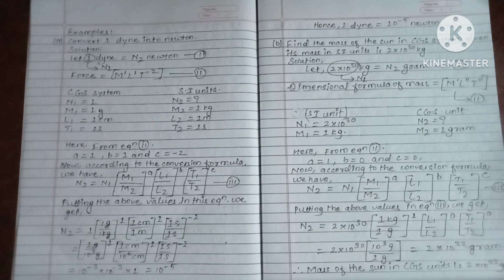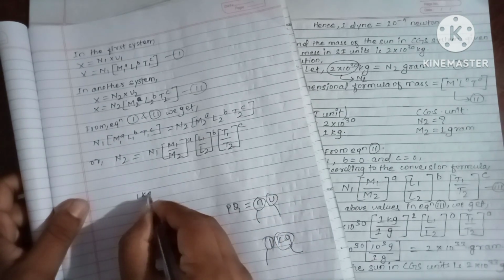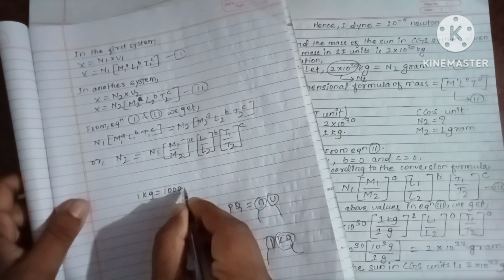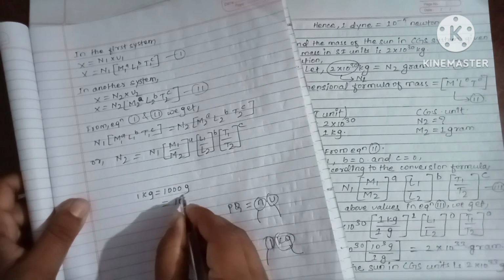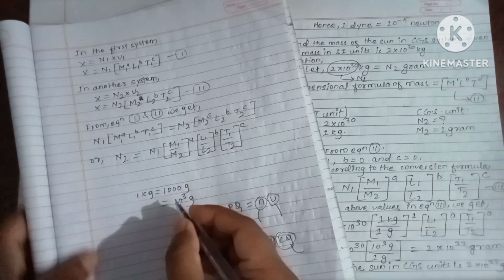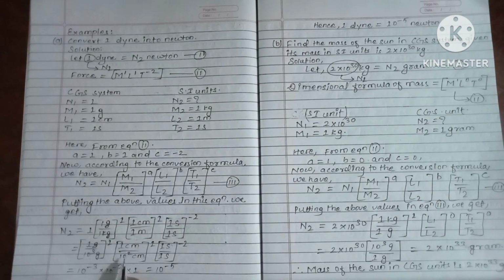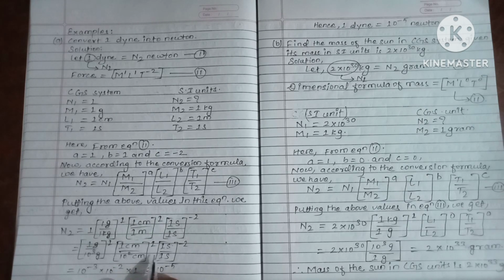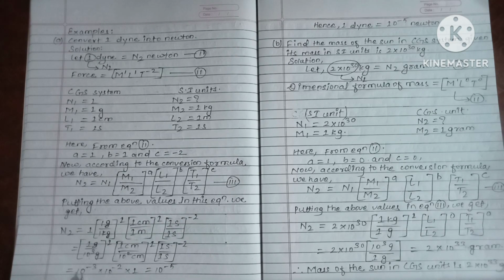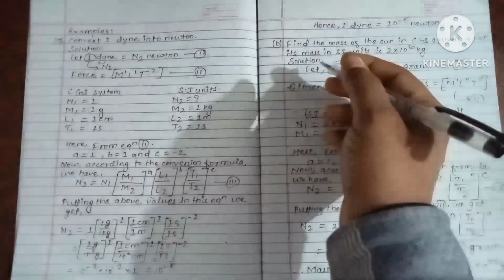We know that 1 kg equals 1000 gram, isn't it? So we can write 10 to the power 3 gram. These two are the same, so the same thing I have written here. Similarly, 1 meter equals 100 centimeter, so in place of 100 we will write 10 to the power 2 cm, and same is the case here. Second remains unchanged, and then this will go up, it will be minus 3 minus 2, and then we will get 10 to the power minus 10.